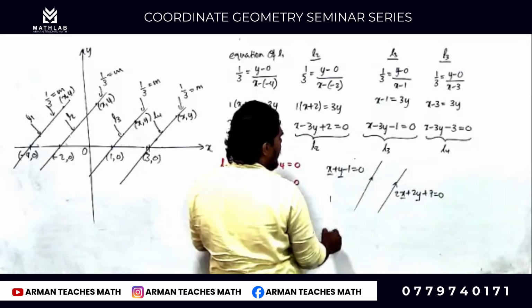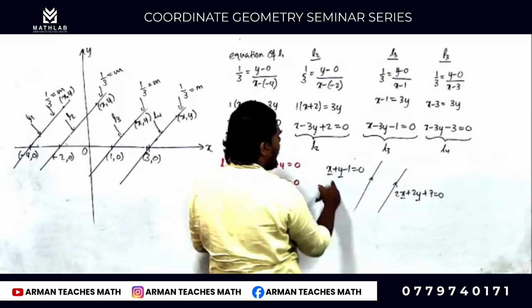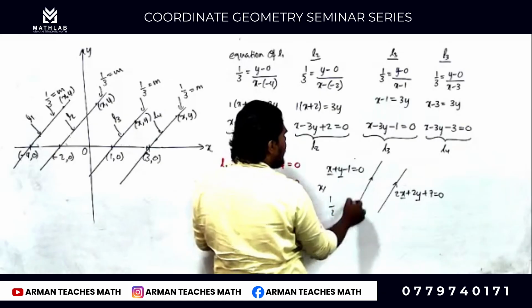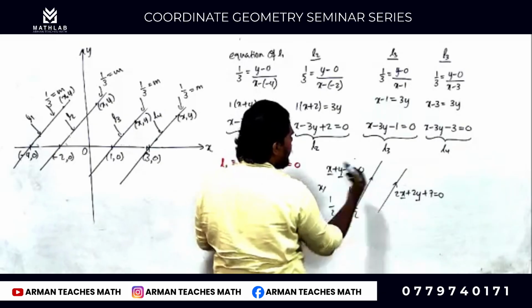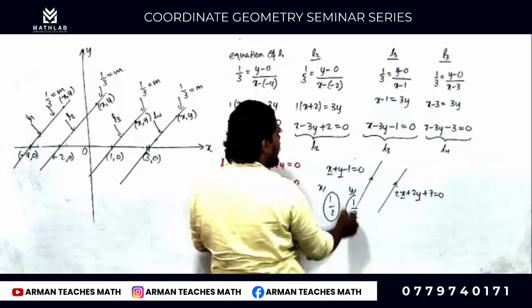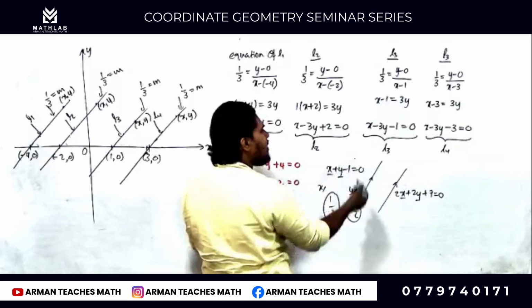This one's coefficient is 1. X coefficient, if you take 1 divided by 2, you will get the same ratio if you take the y coefficient, 1 over 2. So the same ratio is maintained. Still the straight line segments are parallel.